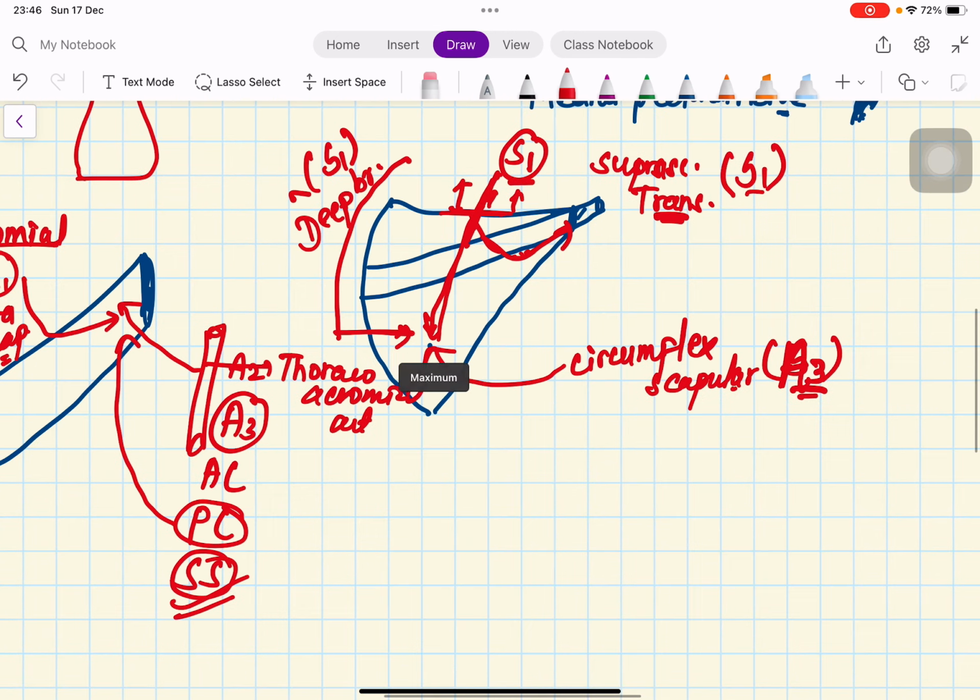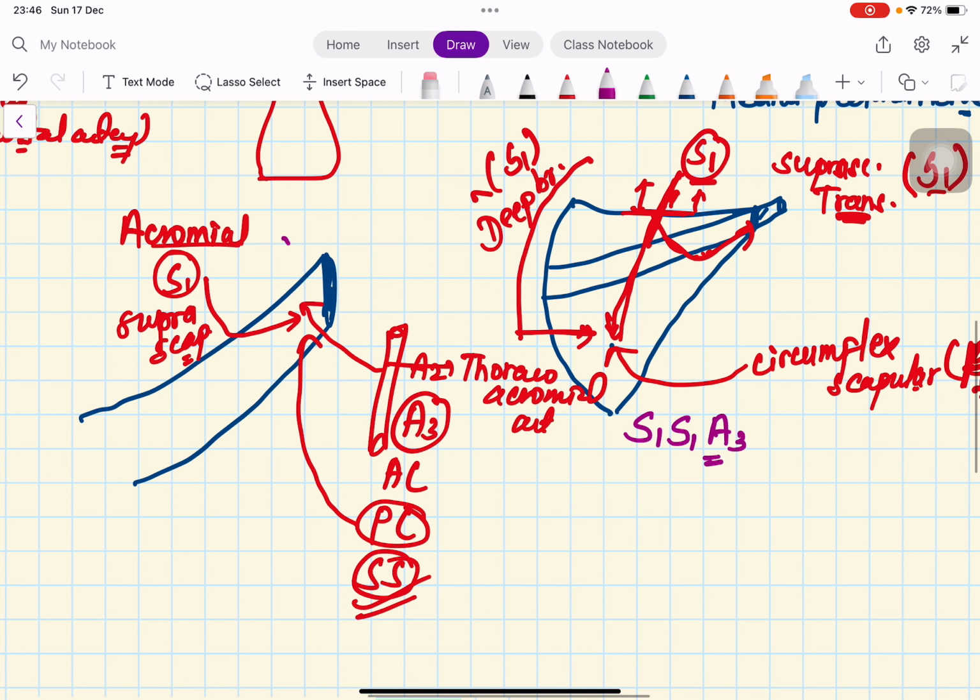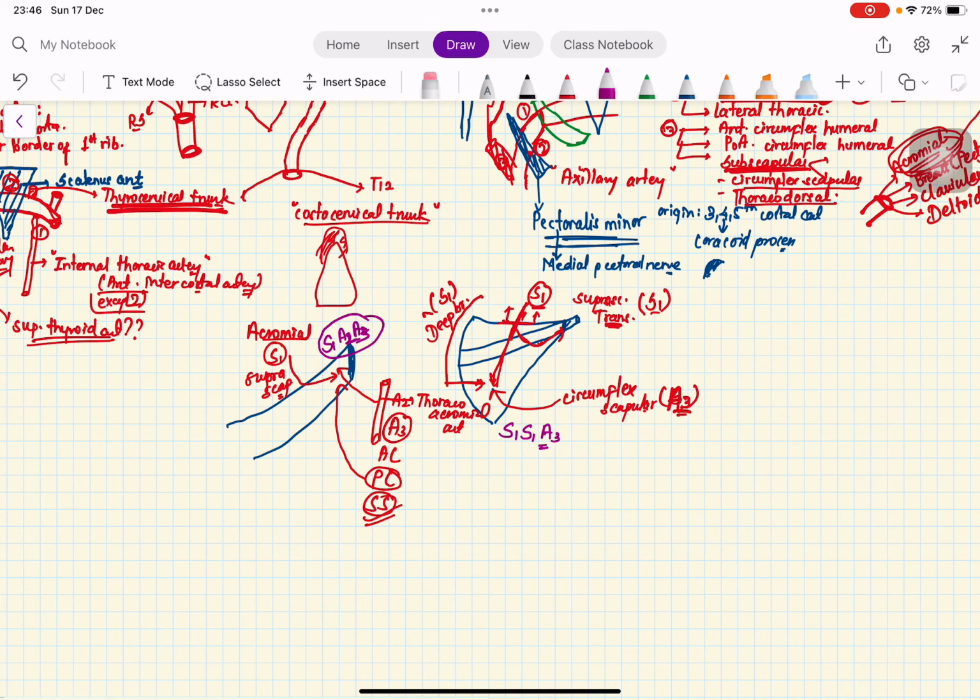It means in the body there is the S1, A3. In the acromial one there is the S1, A1, A2. Sorry, S1, A2, A3. Simple, right? So this is about the scapular anastomosis.